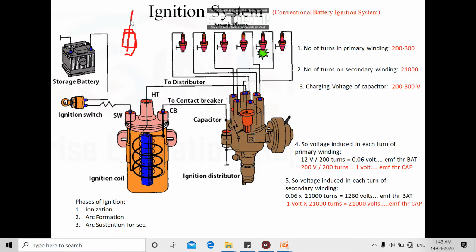The voltage induced in the secondary winding is conveyed to the center electrode, that is the positive electrode of the spark plug. All the voltage developed in the secondary winding, about 21,000 volts, enters the positive electrode and starts to jump across this air gap. Inside the combustion chamber there is an air and fuel mixture, so the spark has to jump across the gap between these two electrodes through the medium of the air and fuel mixture.